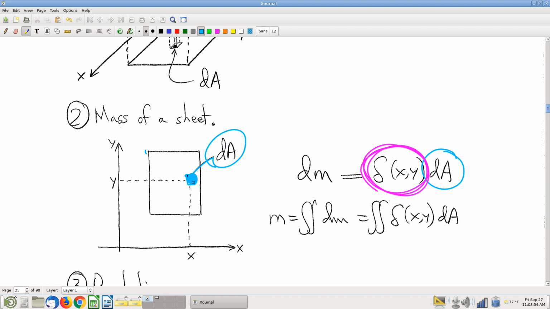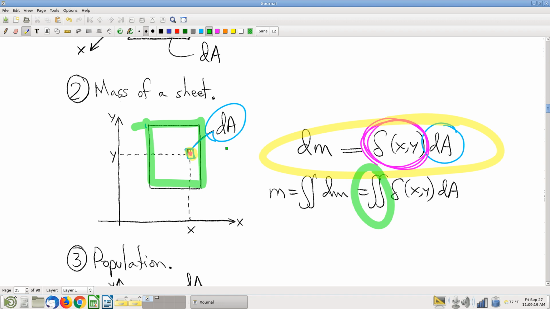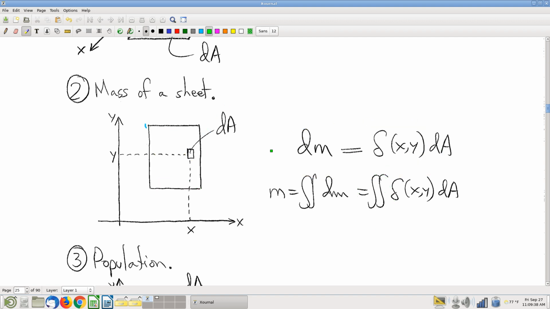So the total amount of mass, I'm sorry, I hit the wrong color there. Total amount of mass, density times dA, added up over the entire domain, and you get another Riemann sum, aka double integral. Totally different physical problem, right? We're not computing a volume. This isn't a volume. Mass isn't volume. Mass is a Riemann sum. We compute it with integrals because it's a Riemann sum.